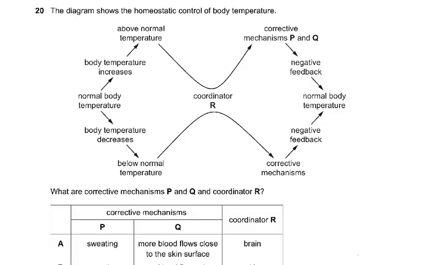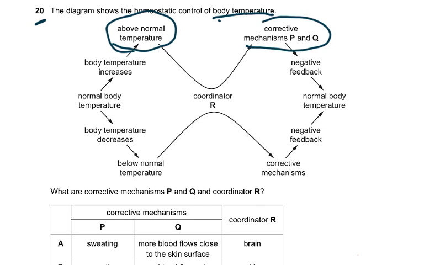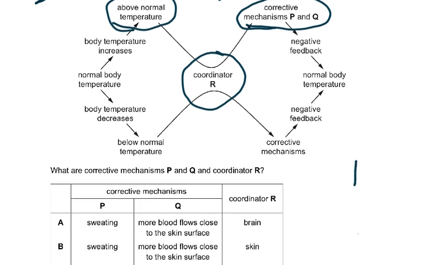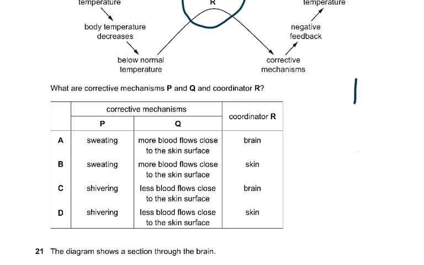Now, coming to question number 20, the diagram shows the homeostatic control of body temperature. Above normal temperature, body temperature increases; normal body temperature decreases below normal temperature, and then R, a coordinator, and then a corrective mechanism, negative feedback, normal temperature. So above normal temperature there are corrective mechanisms P and Q, and of course a coordinator R. This is actually a syllabus point. It asks what the corrective mechanisms P and Q and coordinator R are.